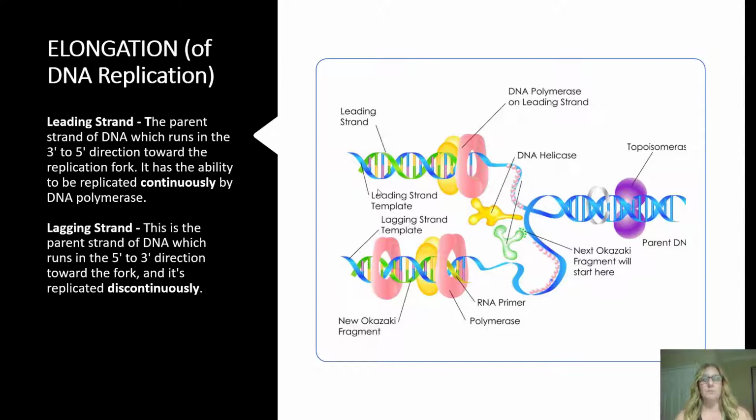So what we get here is what's called a leading strand, which would be your strand that will be continuously replicated. And you'll have a lagging strand, and the lagging strand will be discontinuous. So what will happen is you'll get small segments at a time that are replicated. These are called your Okazaki fragments, and then later on those fragments will be put together.